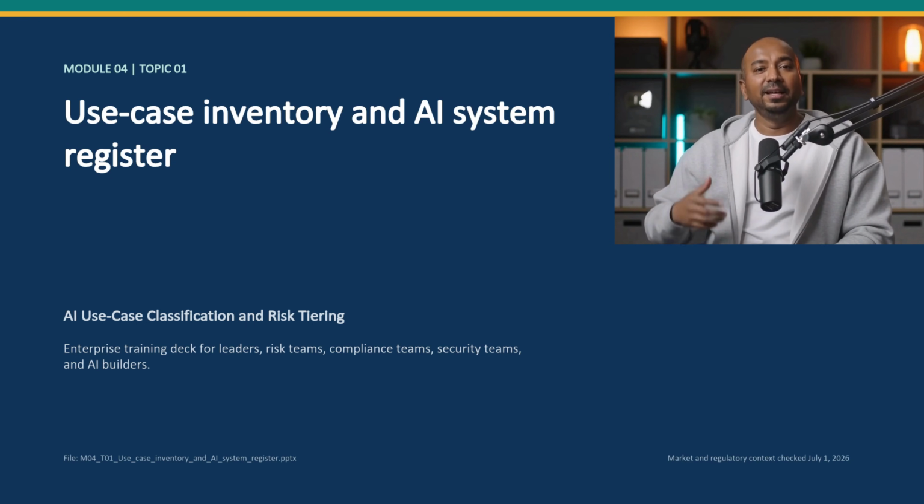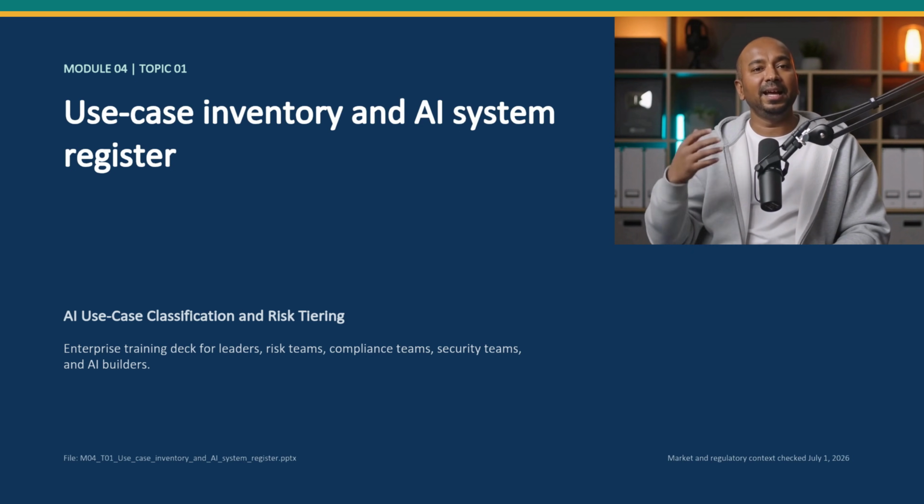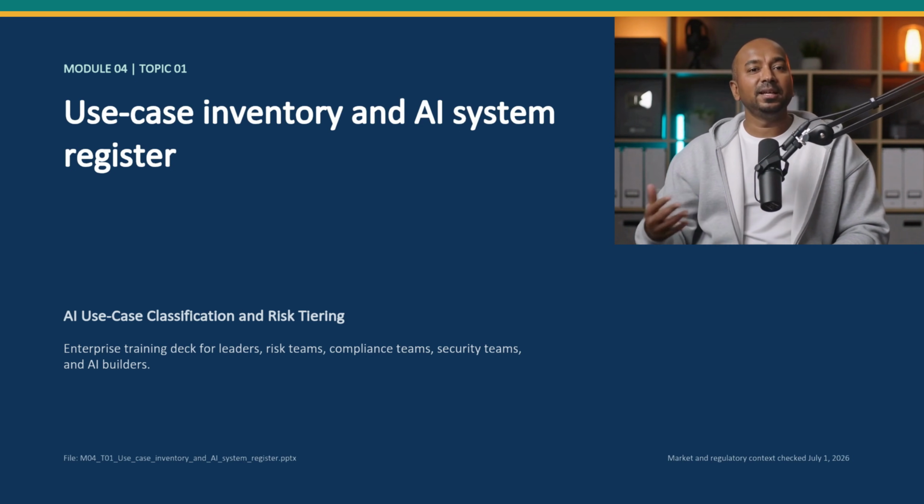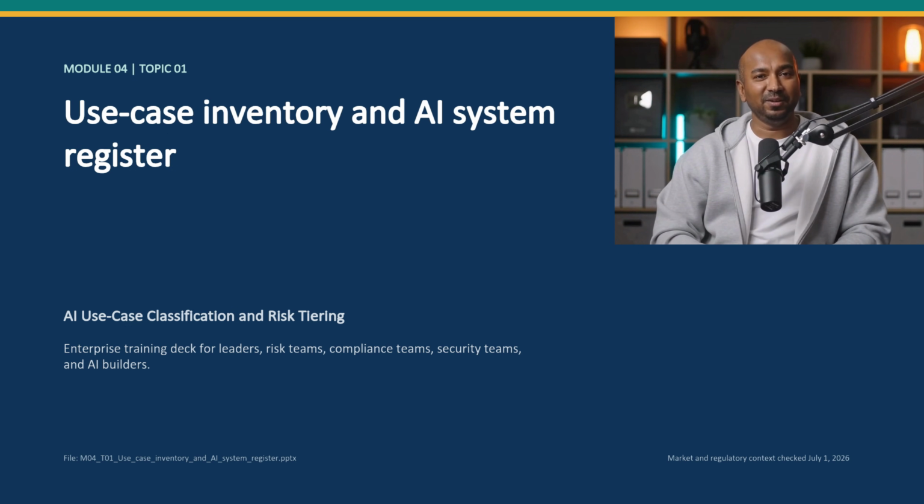Welcome everyone. In this deck, I am focusing on use case inventory and AI system register as part of AI use case classification and risk tiering. This builds on the previous discussion of governance intake and portfolio management. So I want the class to keep that thread in mind.